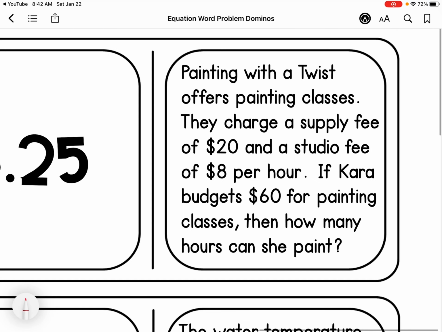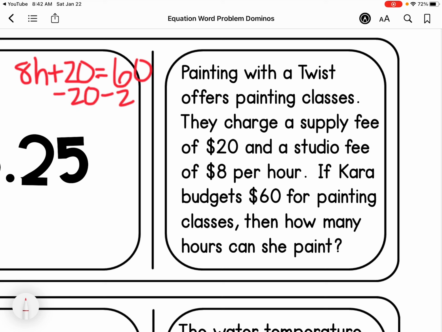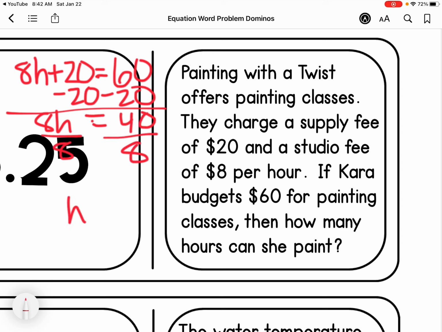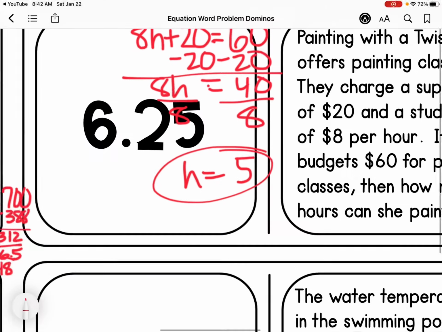All right. Painting with a Twist offers painting classes. They charge a supply fee of $20 and a studio fee of $8 per hour. If Kara budgets $60 for a painting class, then how many hours can she paint? So 8H plus 20 equals 60. So I'm going to subtract the 20. And I get 8H equals 40. Divide by 8. H equals 5. So she can paint for 5 hours.